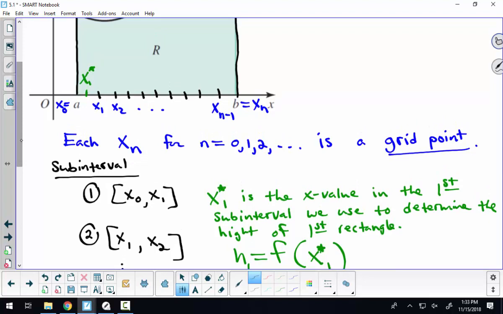Okay. And for each subinterval, x sub 0 to x sub 1, we're going to pick an x value. We're going to call it x star, so we don't get it confused with the endpoints. So this x star sub 1 just indicates that this is the x value that we're using to get the height of that rectangle. In the second rectangle, to get its height, I would use x star sub 2. In the third, I would use x star sub 3. All of those x stars are the x value that gives us the height of the rectangle itself.